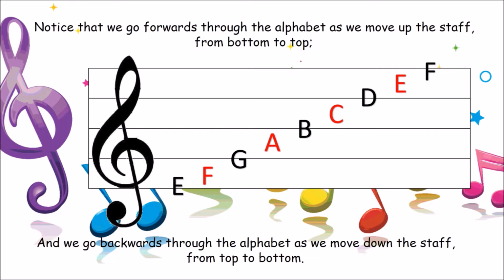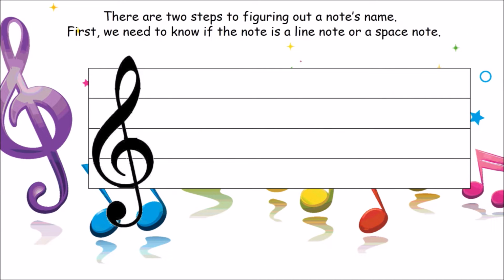And we go backwards through the alphabet as we move down the staff from top to bottom. F, E, D, C, B, A, G, F, E. There are 2 steps to figuring out a note's name. First, we need to know if the note is a line note or a space note.